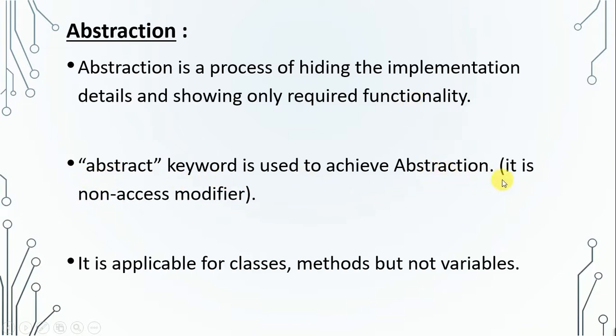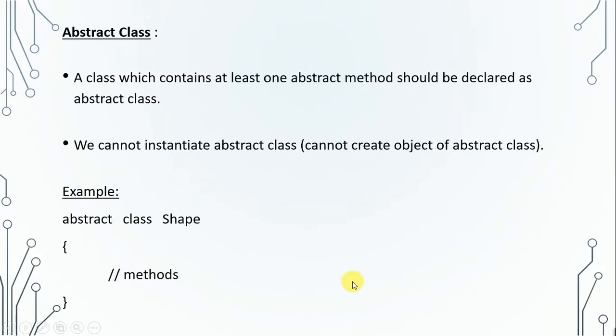Now this abstract keyword is not an access modifier. It is applicable for classes and methods but not for variables. Okay. Now there are two things: one is abstract class and second is abstract method. So first let's see abstract class.